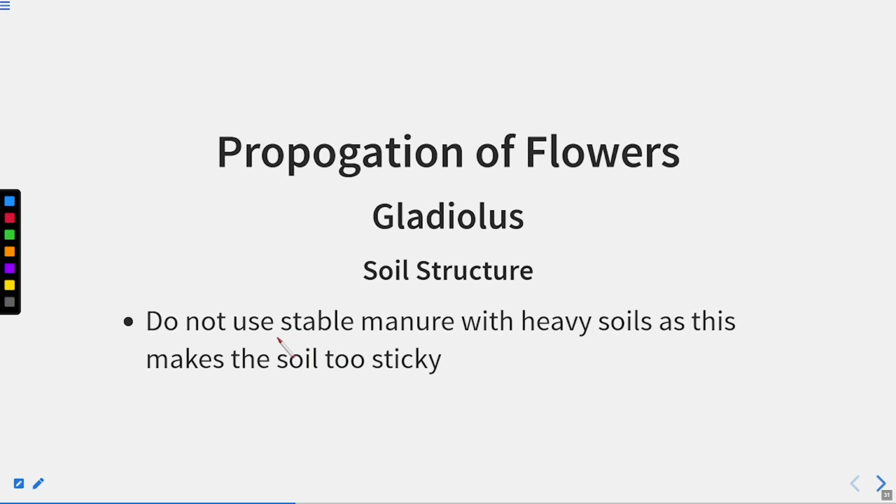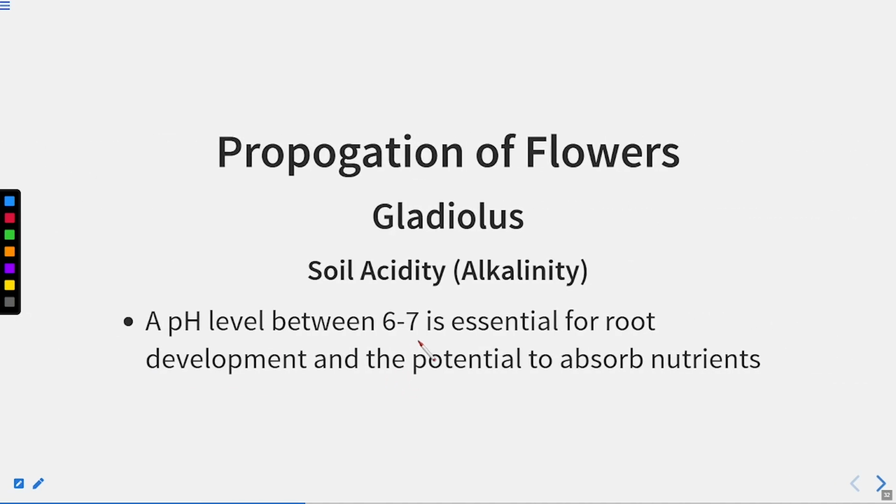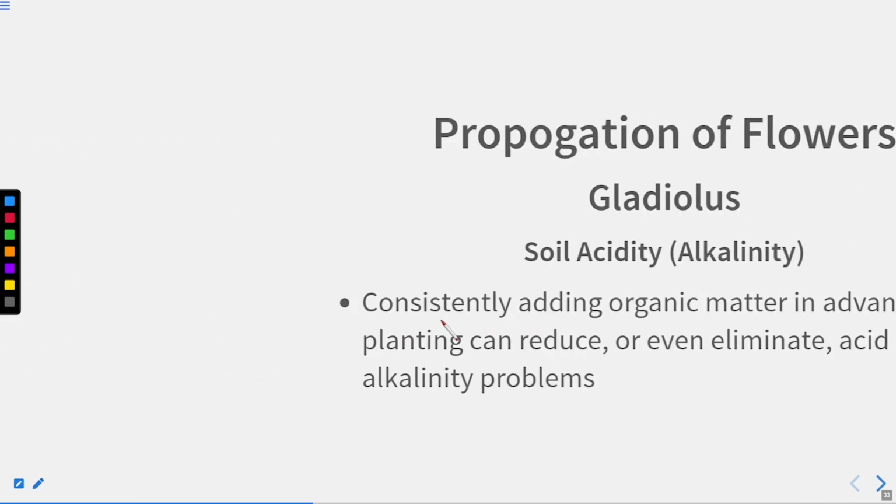Do not use stable manure with heavy soil, as this makes the soil too sticky and the air will not reach the soil. The pH level should be maintained between 6 and 7, and that is essential for root development and the ability to absorb nutrients as well. This is the soil acidity or alkalinity that should be maintained, between 6 and 7 pH.